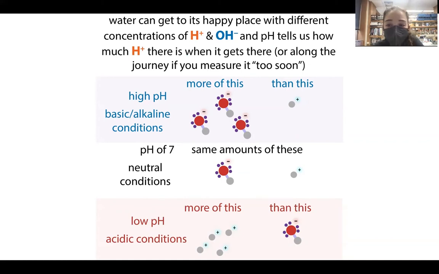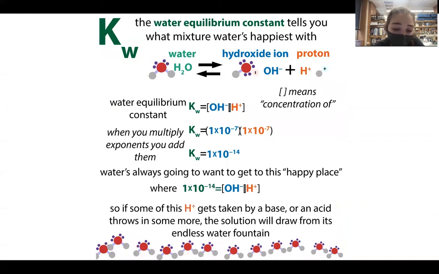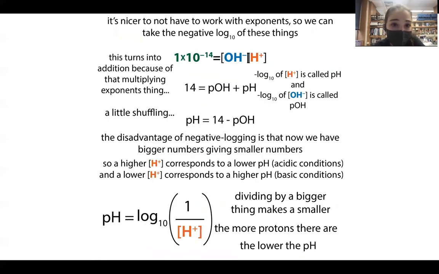And so where does this 7 come from? This 7 is neutral. So going back to our idea of this water equilibrium constant, it's nicer not to have to work with exponents. So we can get away from the exponents if we take the negative log 10 of these things. If we do this, this will turn into addition. We're multiplying here, but remember that when we multiply exponents, we're adding the exponents.